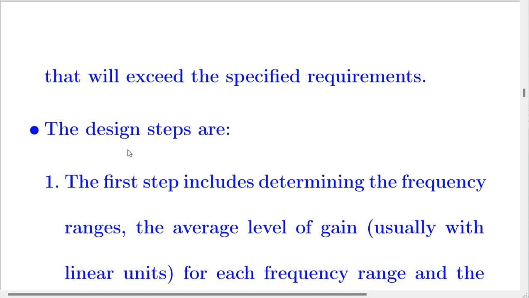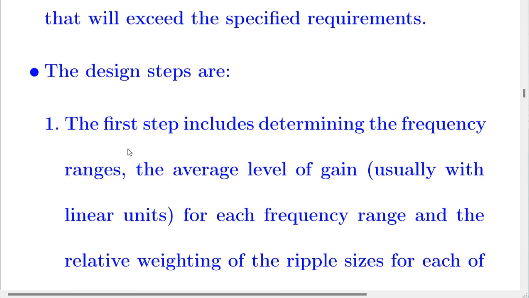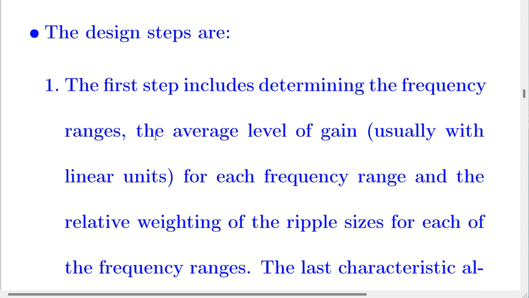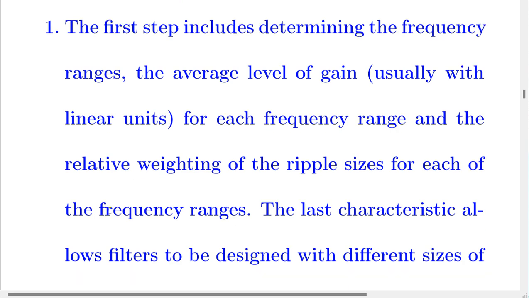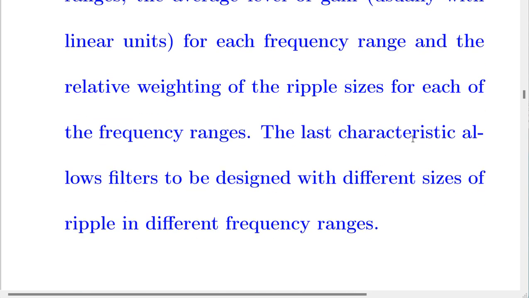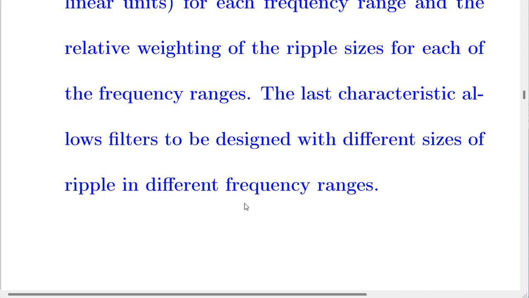So, the design steps are: the first step includes determining the frequency ranges, the average level of gain, usually in linear units for each frequency range, and the relative weighting of the ripple sizes for each of the frequency ranges. The last characteristic allows filters to be designed with different sizes of ripple in different frequency ranges.